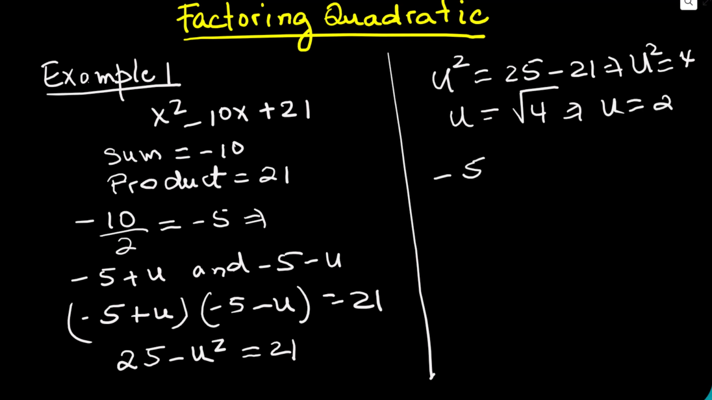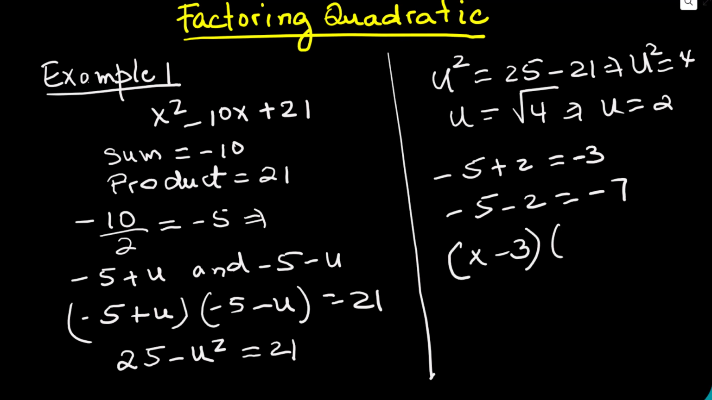Now we find the two numbers. Negative 5 plus 2 equals negative 3, and negative 5 minus 2 equals negative 7. The factorization is x minus 3 times x minus 7.